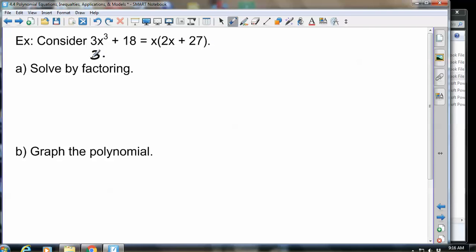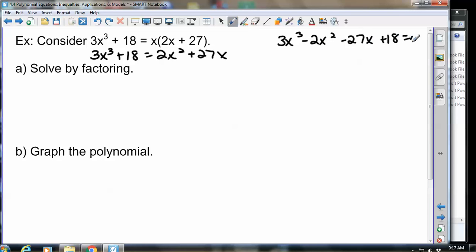First step, you distribute. Now, if we're going to solve it, we need to set it equal to 0. When you do that, we have to subtract those terms over, and I'm going to go ahead and write them in decreasing order. So I'm going to do my x cubed. I'm going to subtract over my 2x squared. I'm going to subtract over my 27x. And I've got that plus 18. Now it equals 0. So now we can try our grouping.